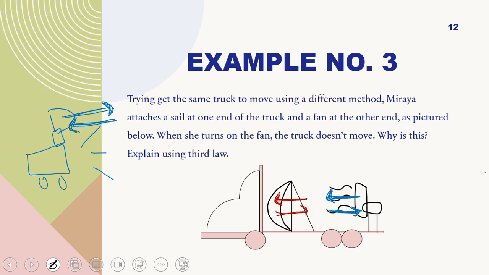The air over here pushes the fan to the right. The air over here pushes the sail to the left. Remember, the sail and the fan are both attached to the truck, and so we can treat all these parts as one system with the same acceleration.